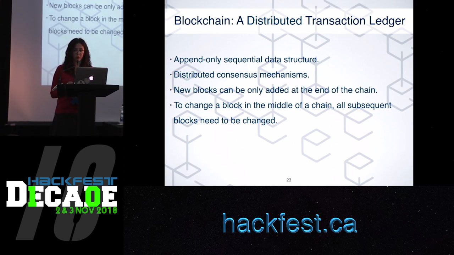First, a little introduction to the blockchain. Blockchain is a peer-to-peer network, and it's run by a lot of computers anywhere in the world. They can join anytime they want and leave anytime they want. Transactions are validated through the consensus of the network, and once a transaction is validated, it's there forever. Nobody can change it. So it's an append-only sequential data structure and a distributed consensus mechanism. New blocks can only be added at the end of the chain. You can't go back into the middle of the chain and change a block, because that needs a lot of computational power that not everyone has.